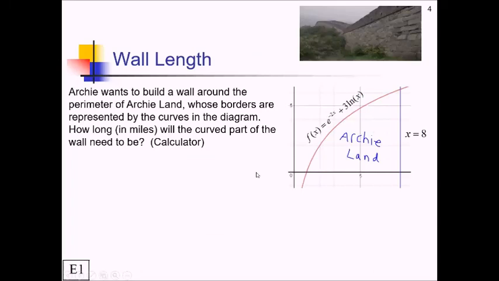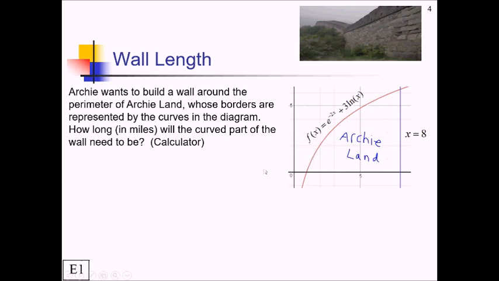Now that we have a formula that lets us find the length of any curve, let's take it for a spin. Let's say that Archie wants to build a wall around the borders of Archie Land shown here in the diagram. We want to know how long in miles the curved part of this wall needs to be. So pause the video and see if you can use that formula to figure this out.